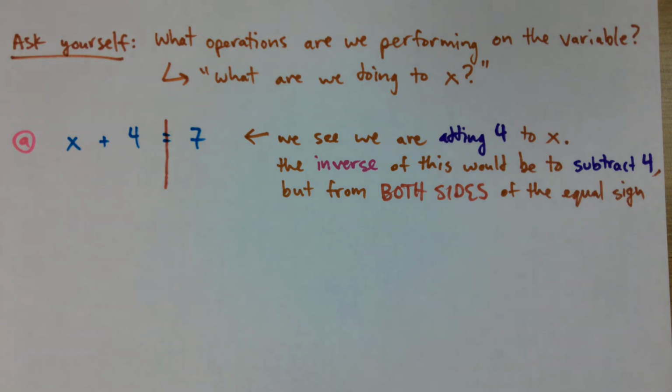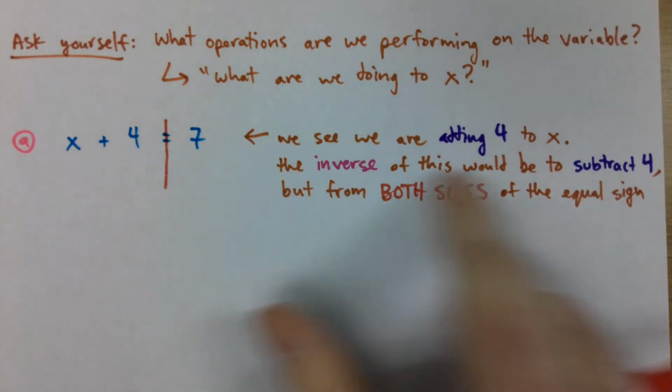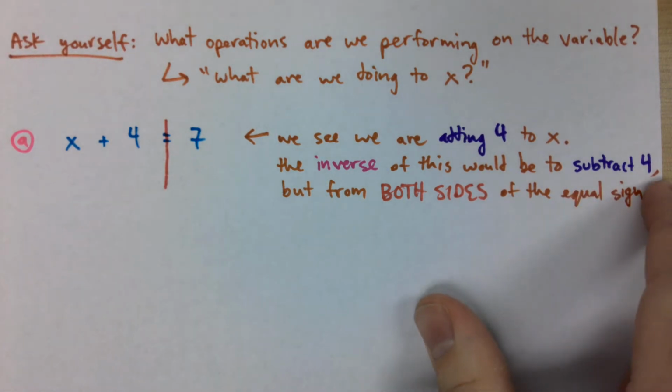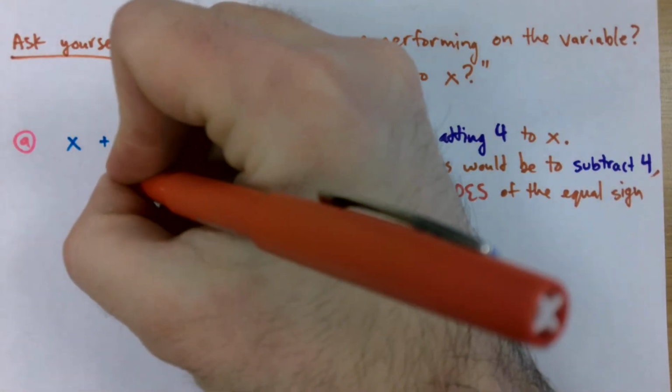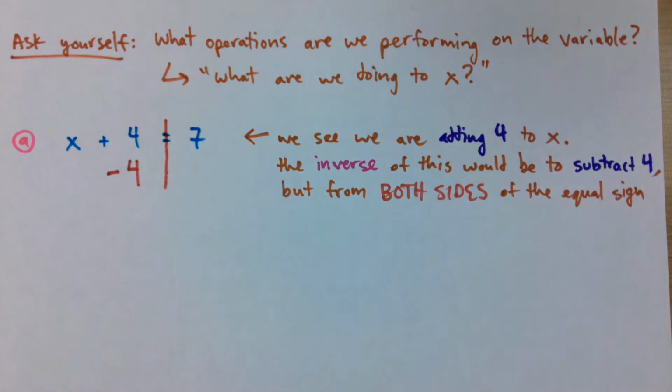And we have to keep everything in line. So here's what we're going to do. We're adding 4. The inverse of that's going to be to subtract 4. So let's do that. Let's go ahead and subtract 4 from 4.